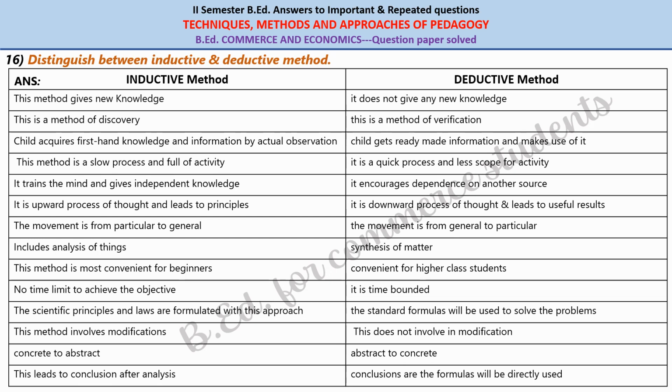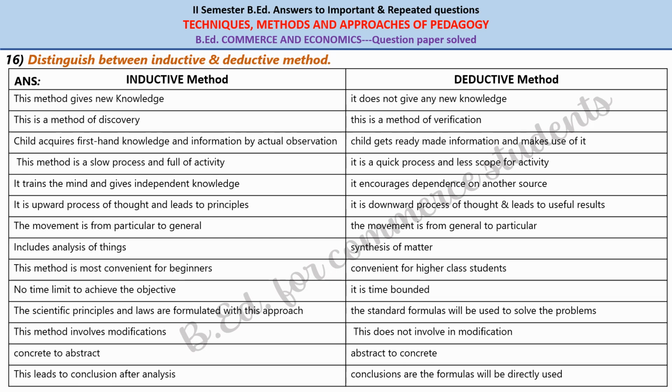The inductive method trains the mind and gives independent knowledge, whereas the deductive method encourages dependence on other sources. The inductive method is an upward process of thought and leads to principles, whereas the deductive method is a downward process of thought and leads to useful results. The inductive method includes analysis of things, whereas the deductive method is a synthesis of matter. You don't analyze, you synthesize the information that you have.